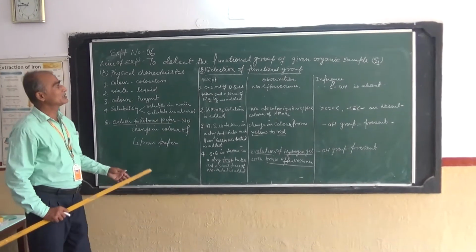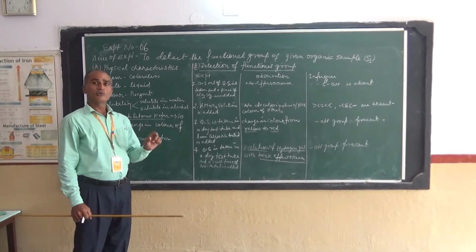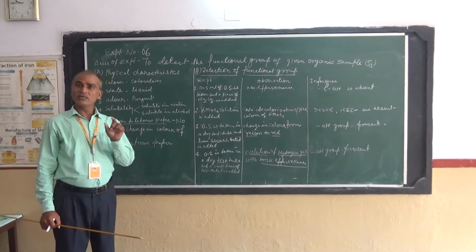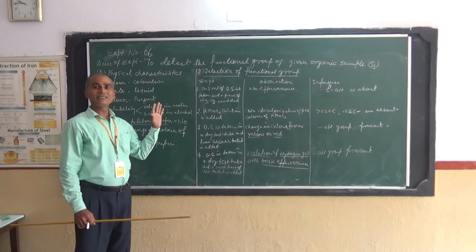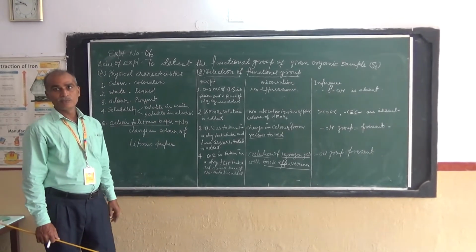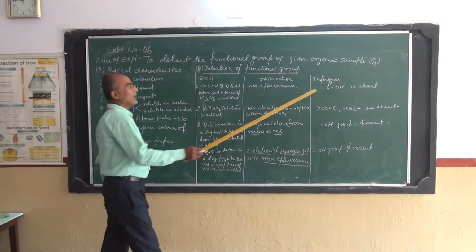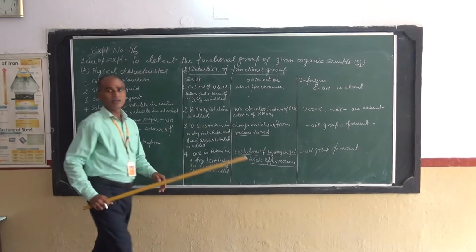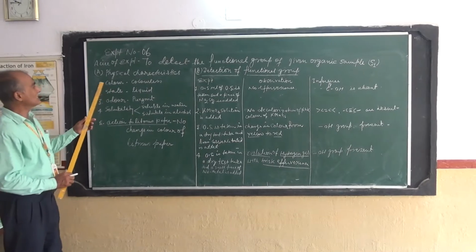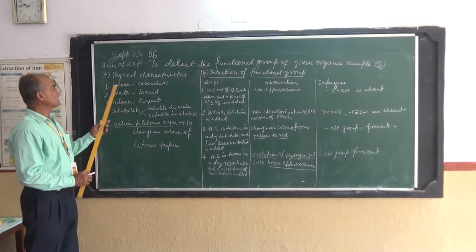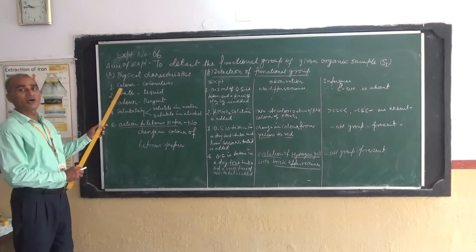Okay, my dear students, in the previous classes we have done two preparations and two titrations as well as one salt analysis. This is another segment of practical, that is detection of functional group. Today we have to detect one sample given to you, which is considered as S1, or first organic sample. First we will do the physical analysis, that is, physical characteristics of the given organic sample.